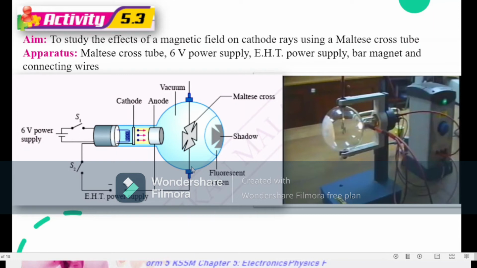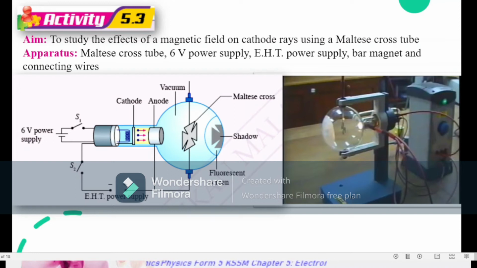In the vacuum here, you can see there is a multi-cross, which is also connected to EHT power supply. And here we have a screen, fluorescent screen. So it's coated with fluorescent material.